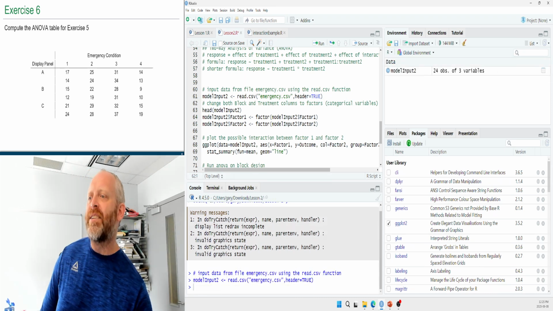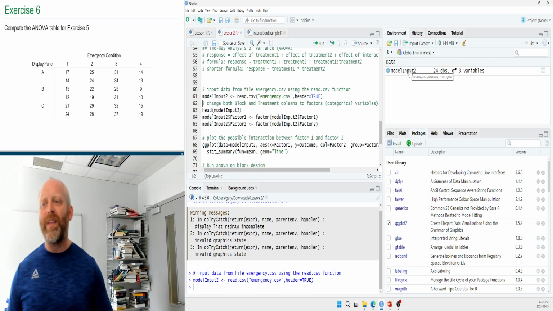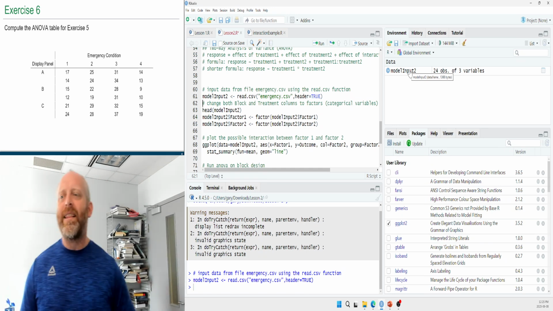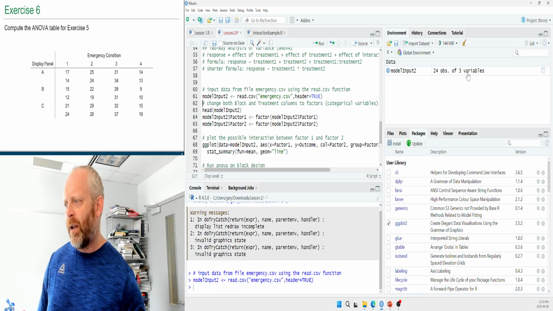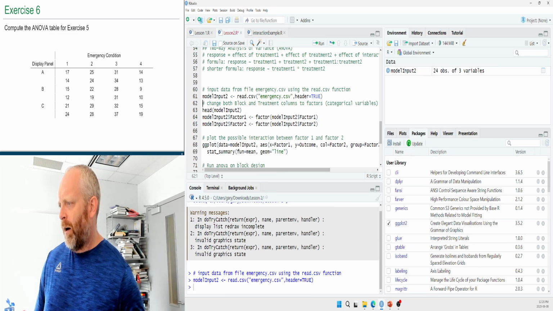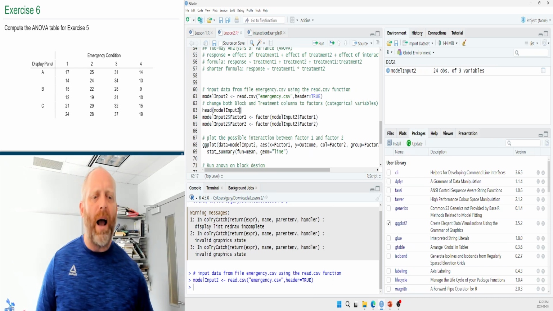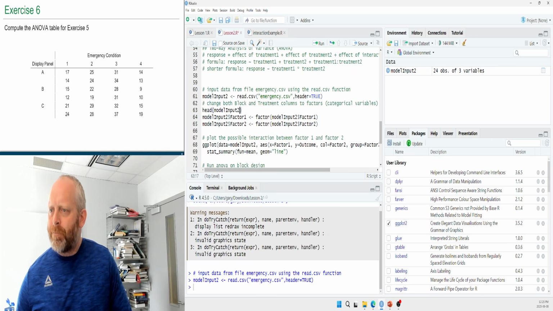And notice in the top right corner in my global environment, model input 2, that is the name of the variable. This contains a data frame that has 24 observations in 3 variables. Now, anytime I bring in a file or a table, it's usually a good idea to take a look at the first couple lines to see what kind of data it is and how it is set up.